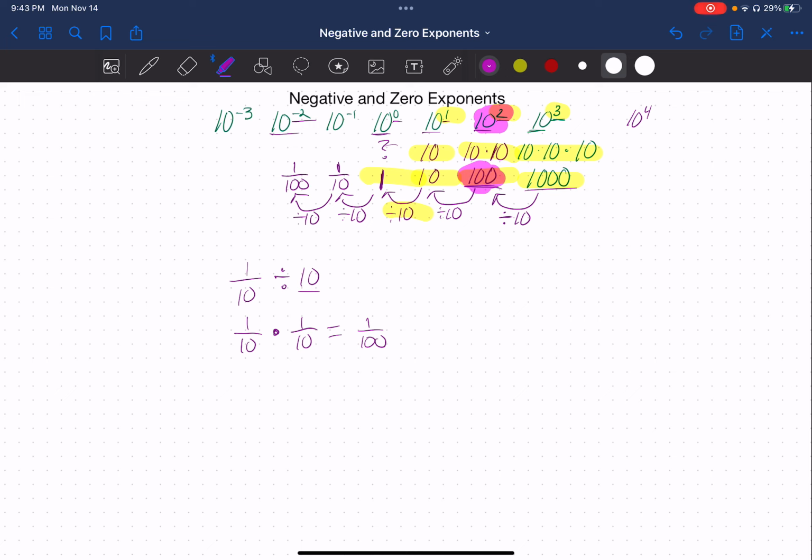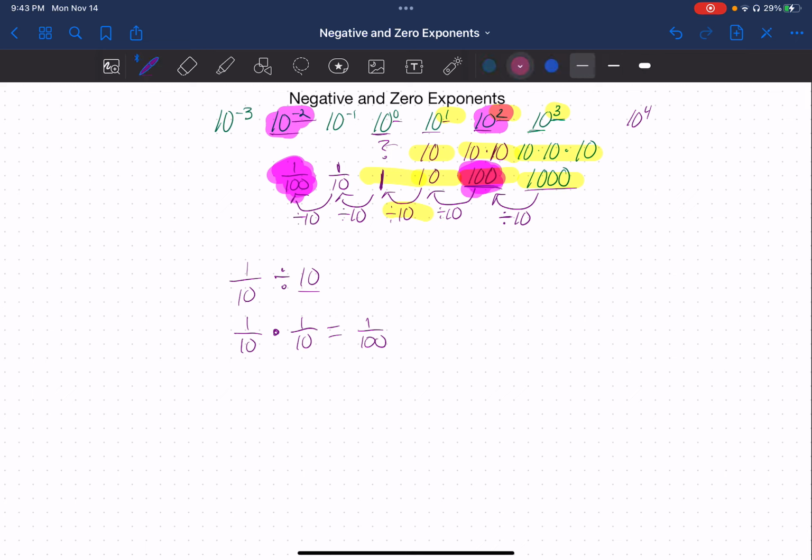Well, let's go look at 10 to the negative 2 and see if there's any similarities, right? Well, 10 to the negative 2 is 1 over 100. So 100 and 1 over 100. There's a little pattern arising, right?